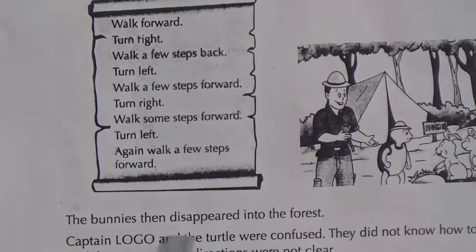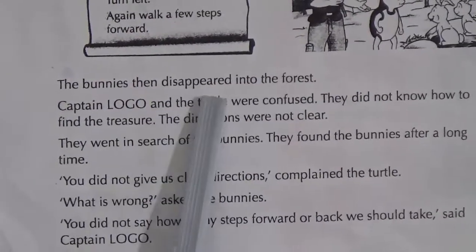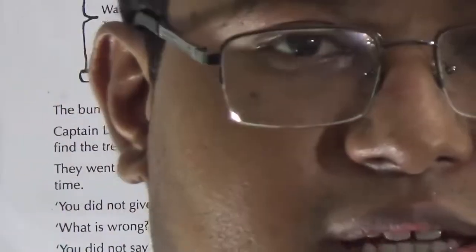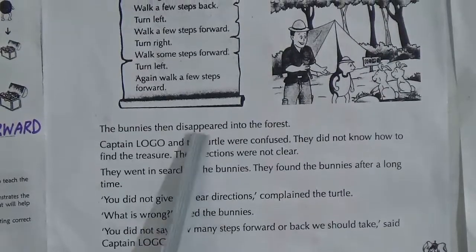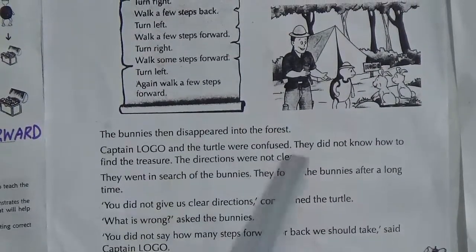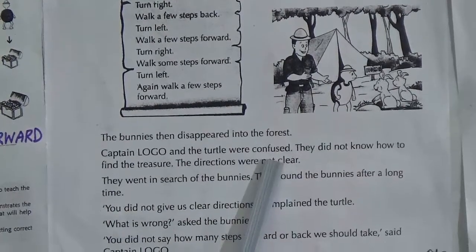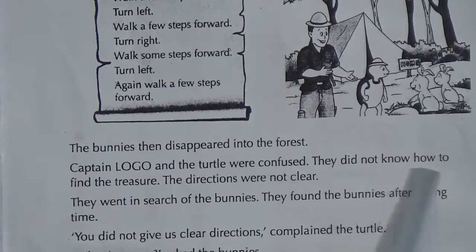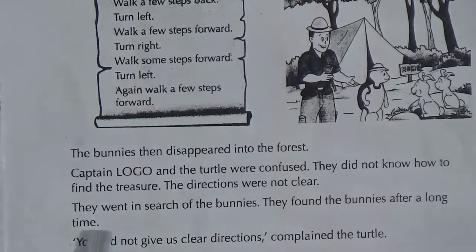The bunnies then disappeared into the forest. What is the meaning of disappeared? Disappeared means invisible. Now Arif sir appeared in the picture. Then Arif sir disappeared now. So disappeared means vanish. Captain Logo and the turtle were confused. Why confused? Because the directions were not clear. They didn't know how to find the treasure.